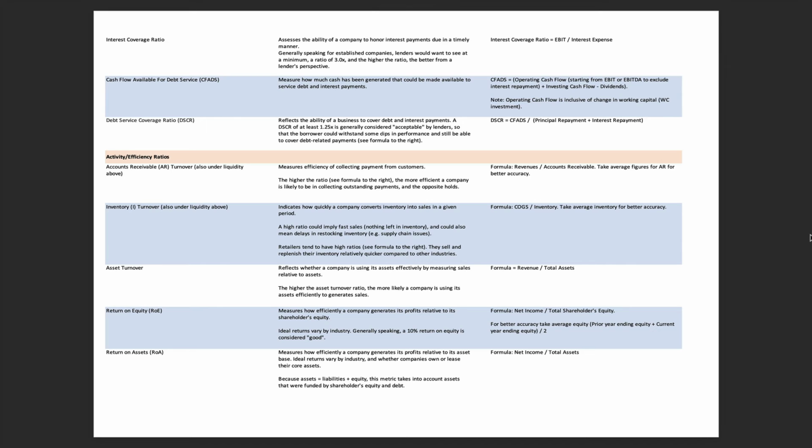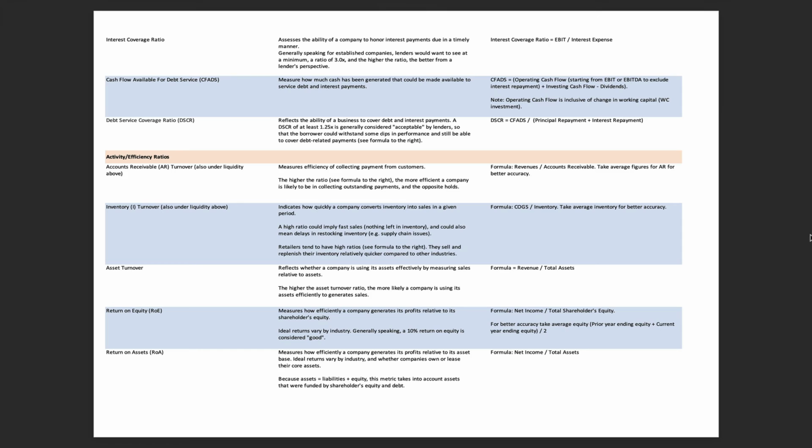Next, we will look at the cash flow available for debt service, which measures how much cash has been generated by a business in a given period that could be made available to service both debt and interest payments for the business. And one way cash flow available for debt service can be calculated is by adding operating cash flow to investing cash flow minus dividends that have been announced and yet to be paid by the business.